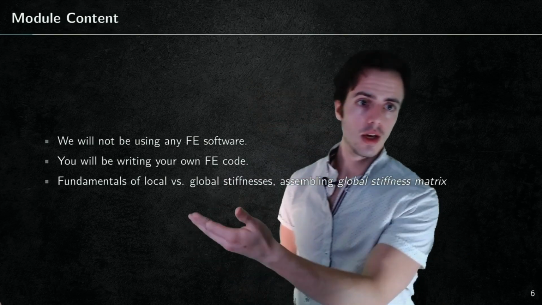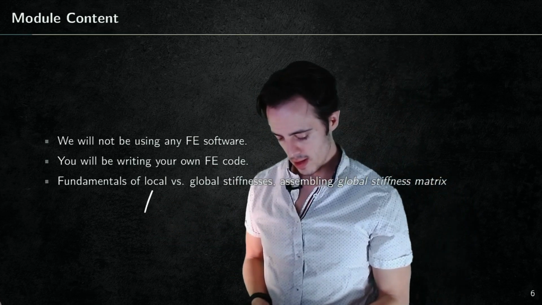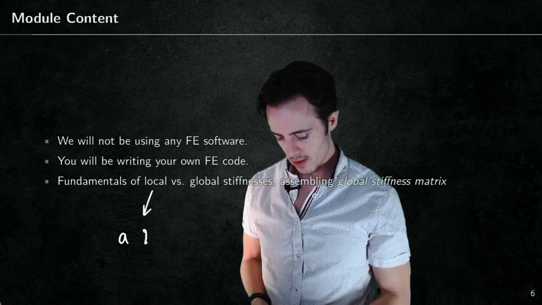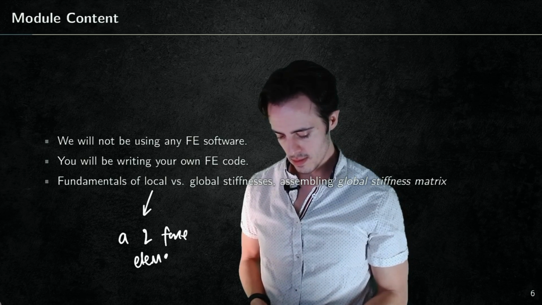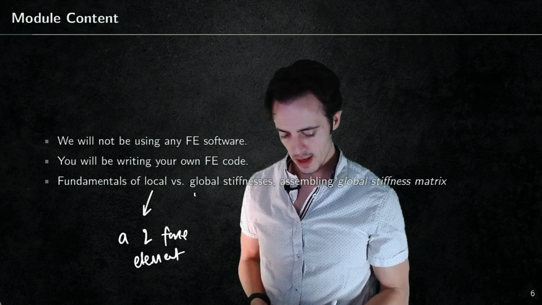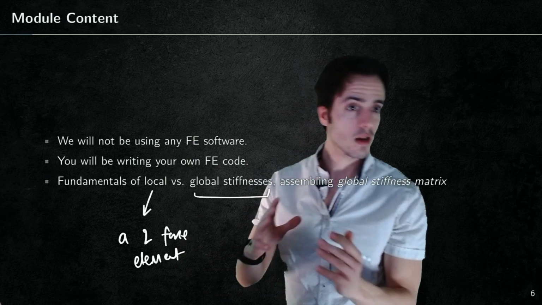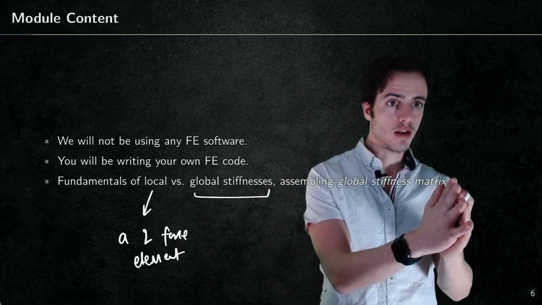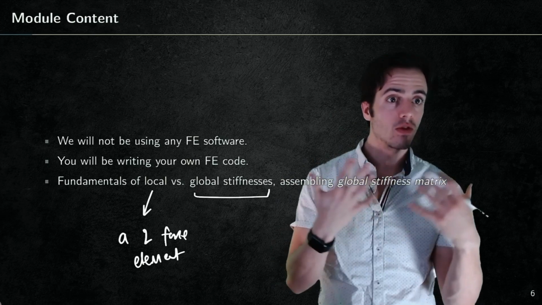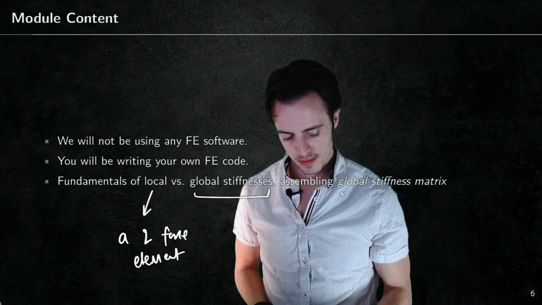Fundamentally, we're asking how do we take some local behavior, which is a two force element, and how do we construct it into a global stiffness, where we've got an element that's rotated. And then how do we put it into this big thing called a global stiffness matrix, which describes the behavior of an entire truss.